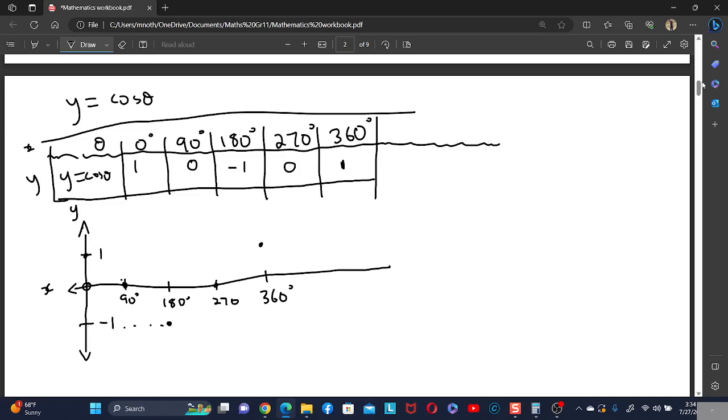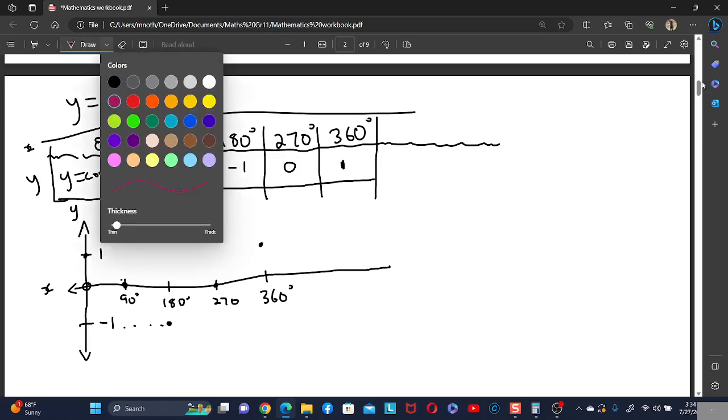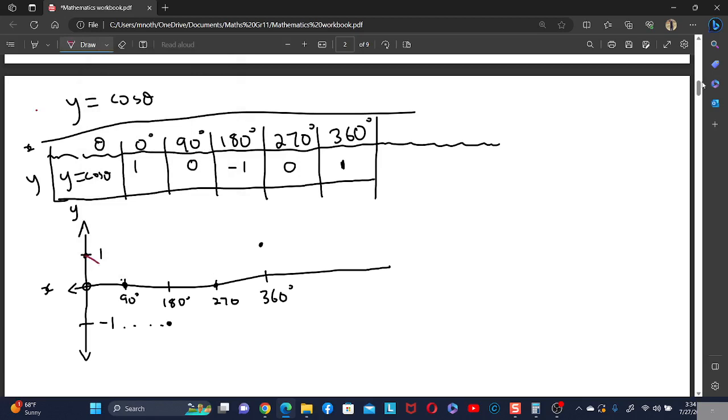So this is going to be the cos function. Okay, so this is the cos function.